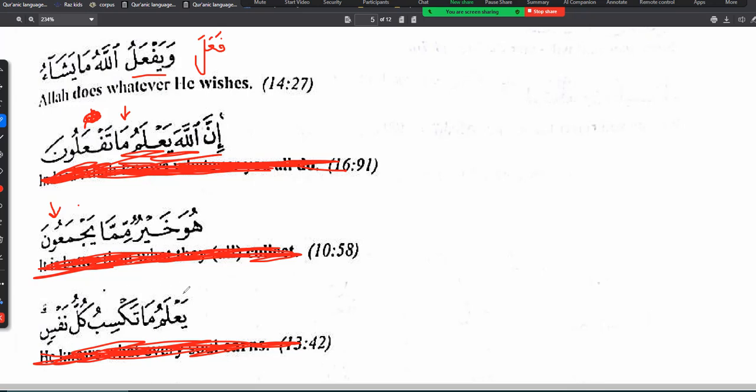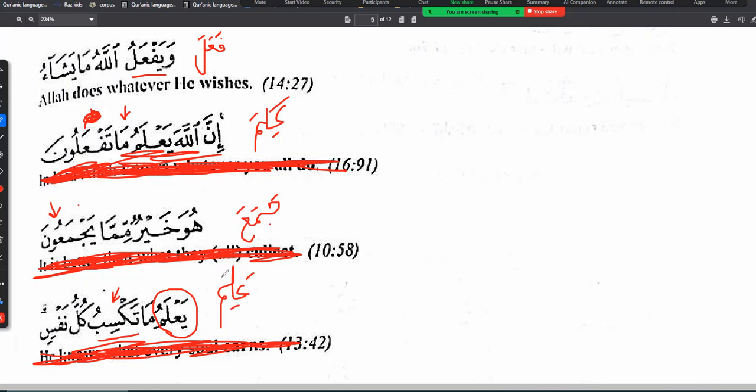Sister, in the second example, Inna Allah ya'lamu, the madi is alima. Yes, alima ya'lamu. This is fa'ala yaf'alu, and this is jama'a yajma'u. Then we have ya'lamu ma taksibu kullu nafsin. Which is the word here? We have two. He knows, earns. Yaksibu. Very good. What is the madi for ya'lamu? Alima. Very good. This is alima ya'lamu, to know.